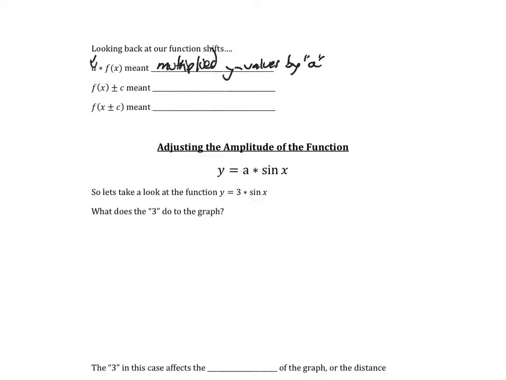Adding or subtracting a number on the outside meant a vertical shift. So shift vertically plus or minus c, and then when it was plus or minus a number on the inside of the function, that meant shift horizontally, plus or minus c, okay? So just a reminder of some of our function transformations, okay?